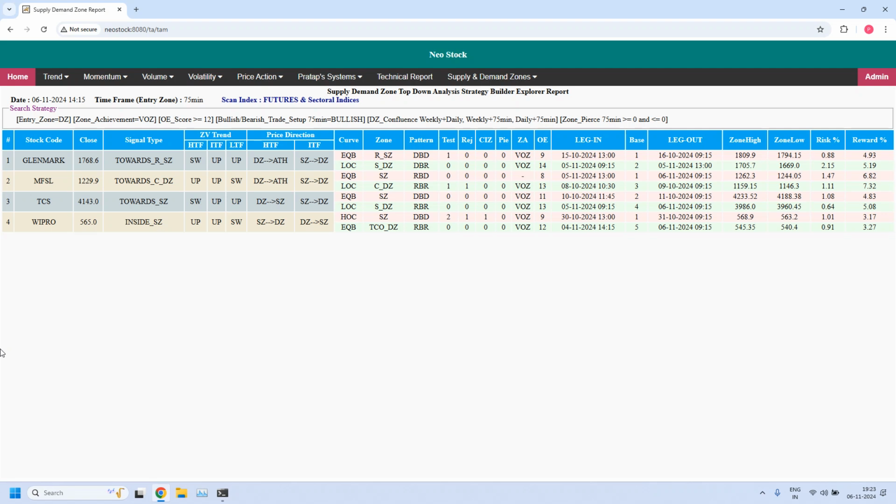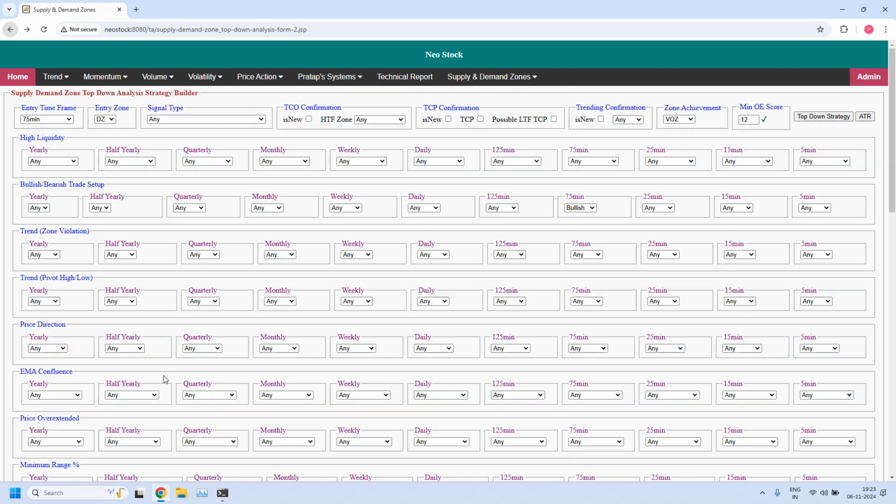In all these 4 stocks, 75 minutes demand zone is part of the daily demand zone, both together again part of the weekly demand zone. And weekly trend is up for second stock and fourth stock. If they are having any weekly EMA confluence, there could be even more high probability setup stocks.